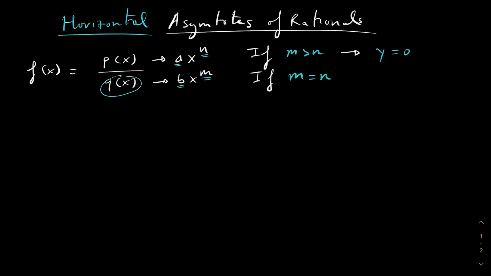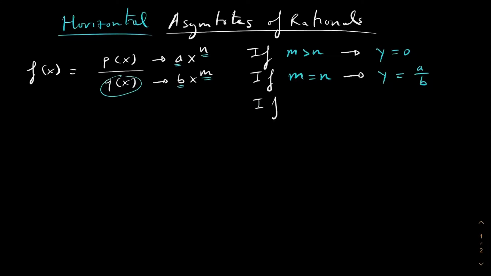Okay, and so if m, the degree of q, is equal to n, the degree of p, then both polynomials as x goes to infinity are growing at the same speed, and so the x terms are going to cancel each other out, and all you're going to have left are the coefficients a and b. And so in this case, y equals a over b is going to be our asymptote.